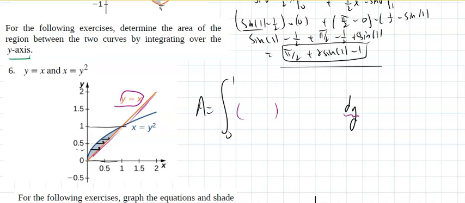Well, what is that? y equals x or x equals y. And the left is the blue. So right minus left. The left is the blue. The blue is x equals y squared. That would be the setup. And that's my answer.